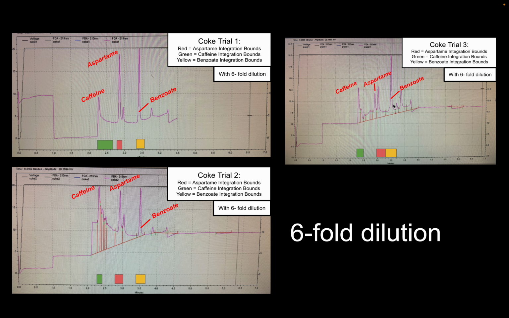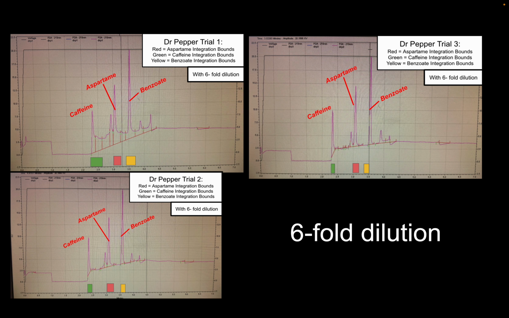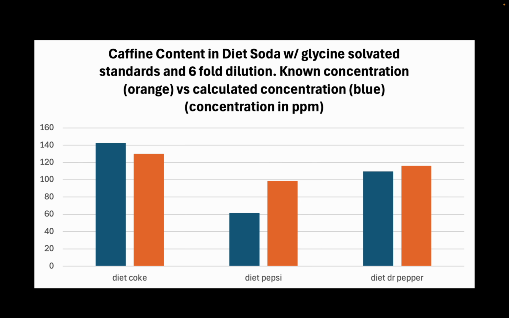So it gave better resolution for aspartame, which is what we're going to see as a really, really important detail. So Coke came out okay. Pepsi came out really good, although this was a kind of a pain to get to integrate right. And Dr. Pepper came out exceptionally well. Okay, so what results did I get now?